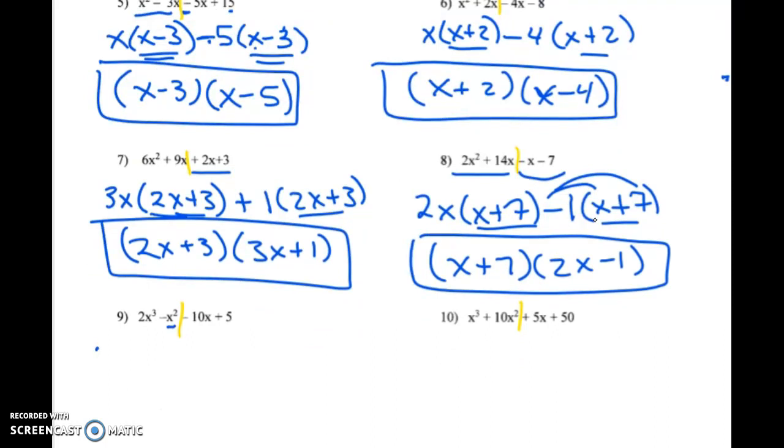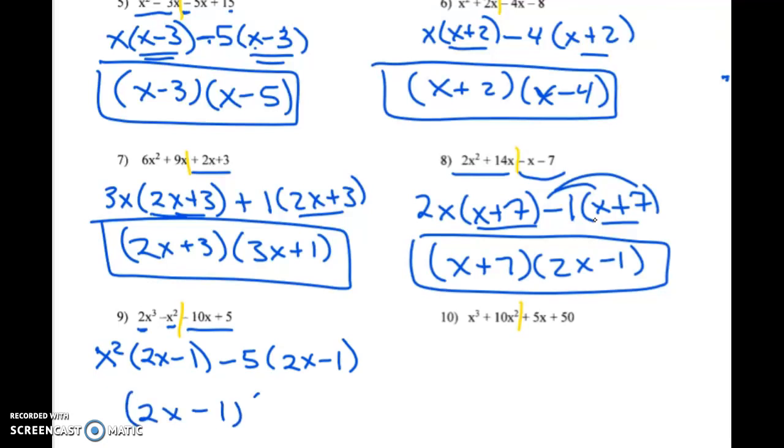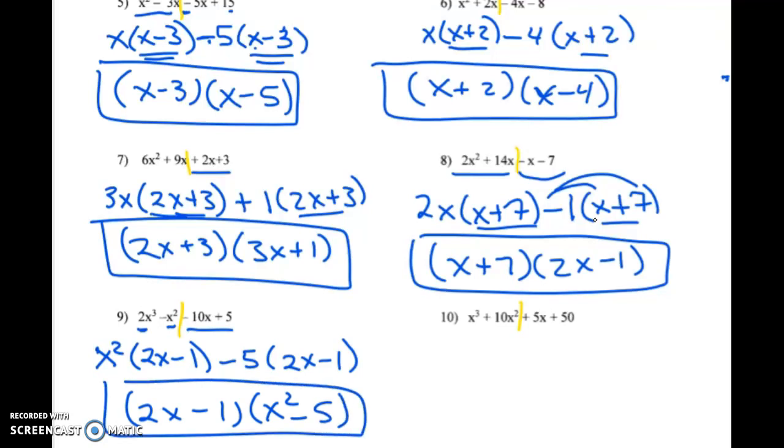This one, the greatest common factor is actually an x squared, which we haven't seen before, but we can pull that out. And that happens again here.